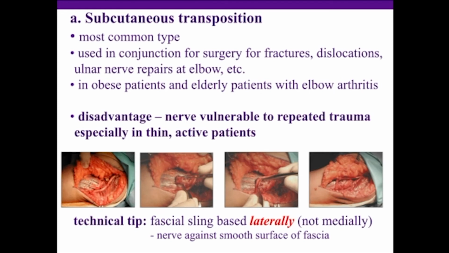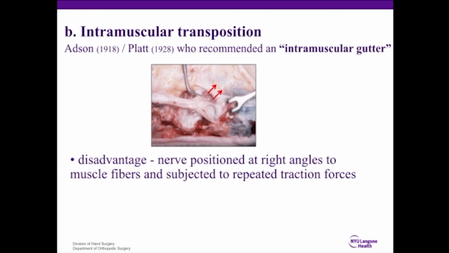And a technical tip when doing a subcutaneous transposition, in making the fascial sling, instead of basing it medially at the epicondyle, base it laterally so that the nerve is against the smooth surface of the fascia when that fascia is sutured to the subcutaneous tissues rather than the rough surface underneath.